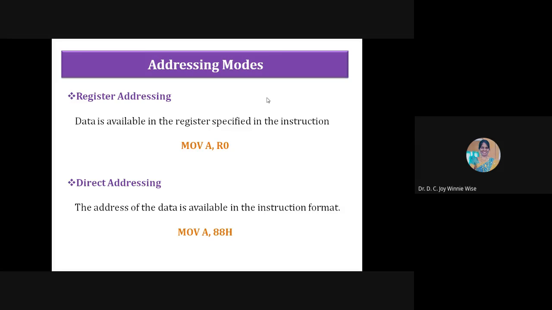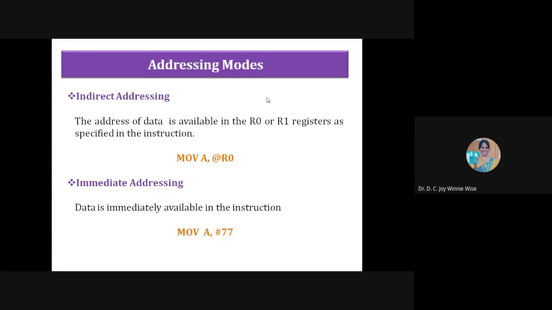Register addressing means all the operands must be registers. Direct addressing means one of the operands must be a special function register memory location. And the next one is indirect addressing.